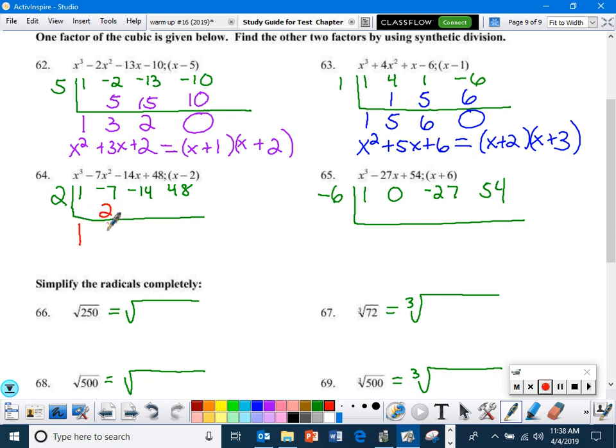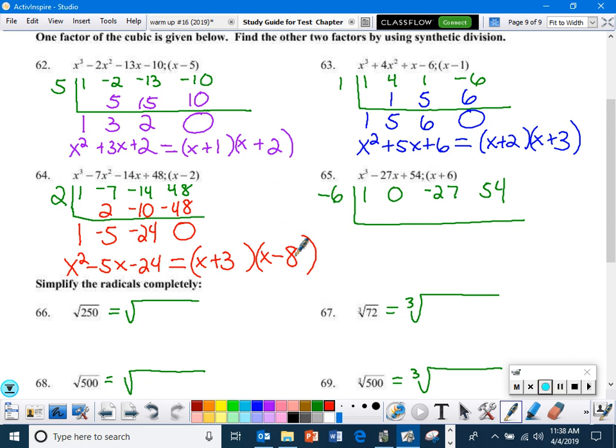Okay, here we go. Multiply, add. Multiply, add. Multiply, add. All right. So rewrite that. And now factor it. Factors of -24 that add up to -5. Well, that would be positive 3 and -8. So x plus 3 and x minus 8, those are your factors.